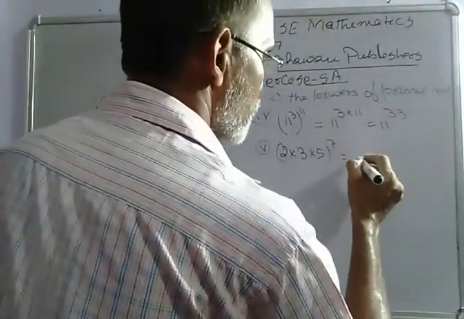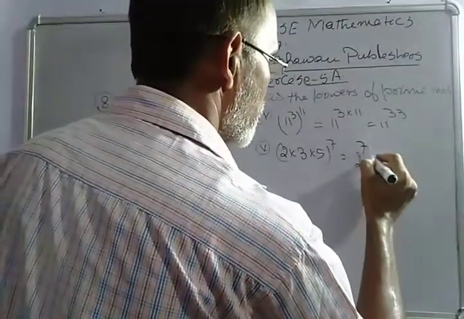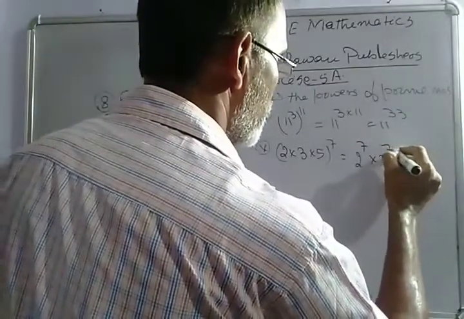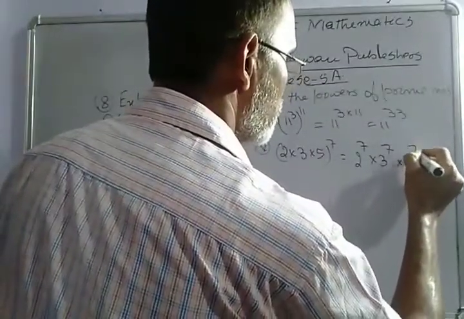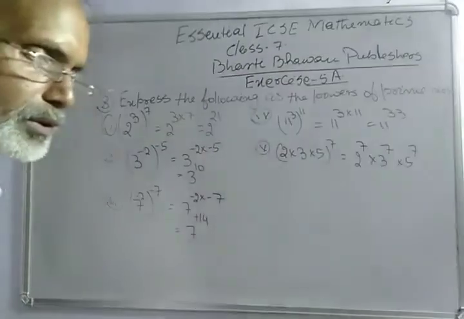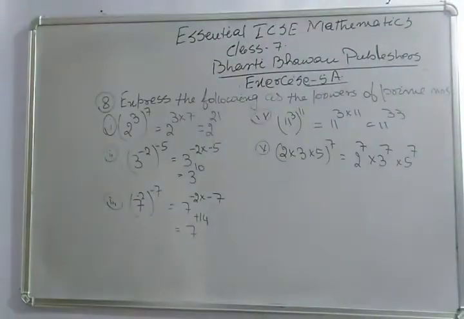This is equal to 2 to the power 7 into 3 to the power 7 into 5 to the power 7. So this is the answer. Then the next one.